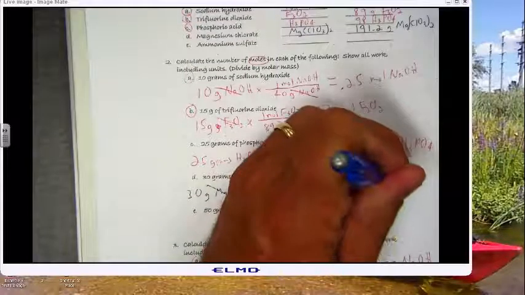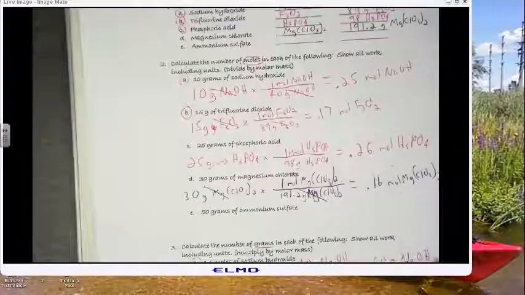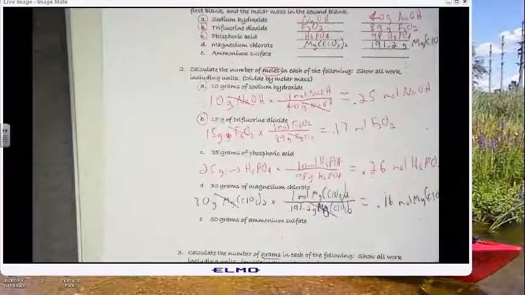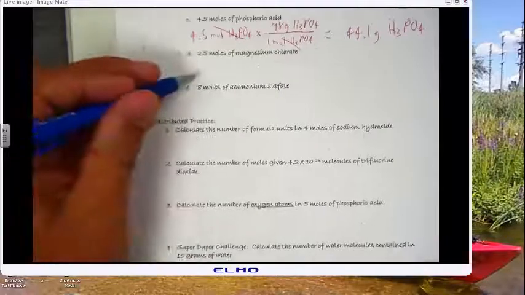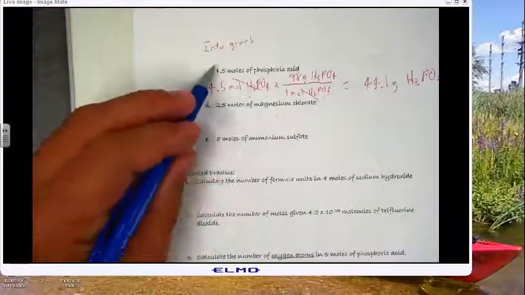Moles of magnesium chlorate. Rolling it into the next step, then on the back side, we're still dealing with magnesium chlorate when we get to D. This time we're going from 2.5 moles of magnesium chlorate into grams.